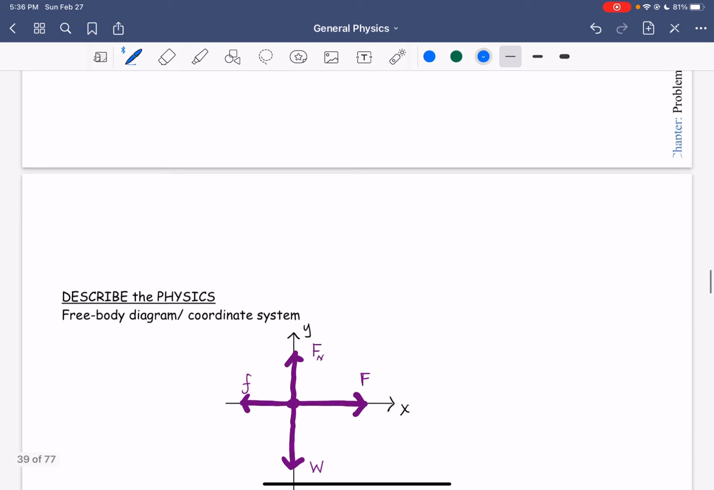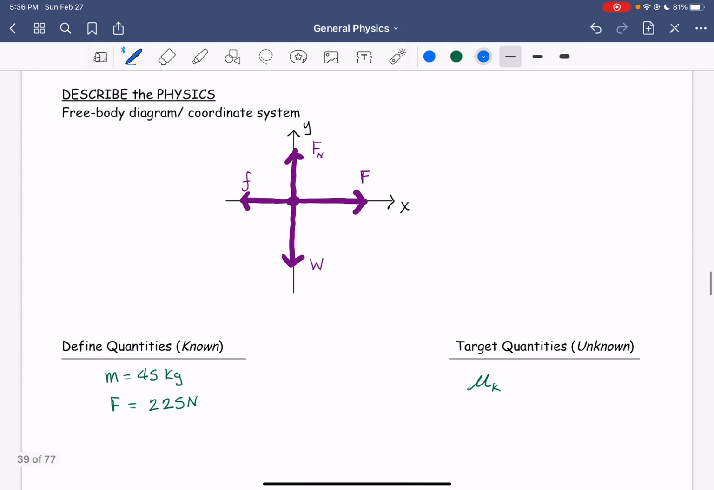Then I'm going to describe the physics. First, I'm going to draw a free body diagram. A free body diagram starts with a coordinate system, where I have x going off to the right and y going up in a positive direction. So I put a dot at the center, at the origin, and then I draw the applied force going in a positive x direction, the frictional force going off in a negative x direction, with the normal force in positive y, and the weight going down in a negative direction.